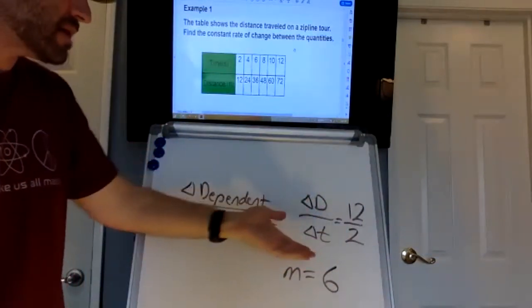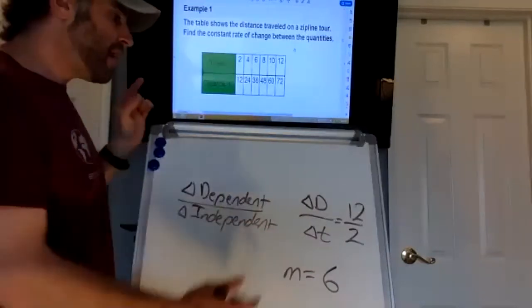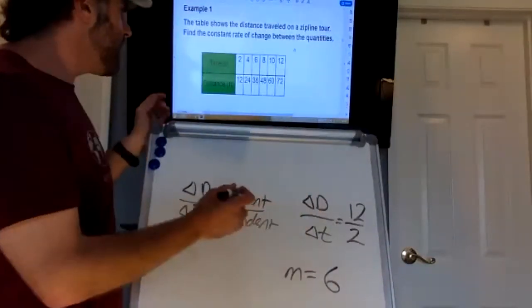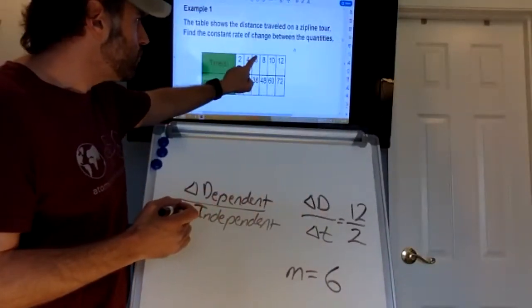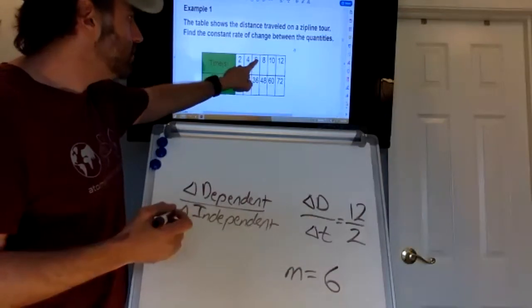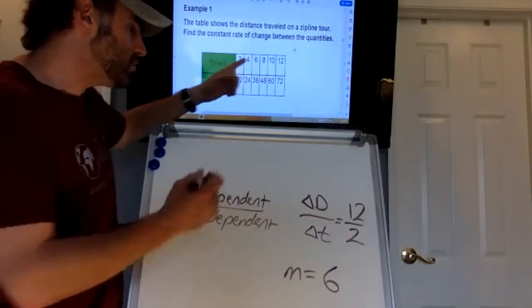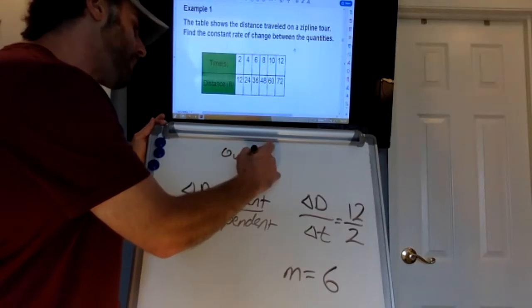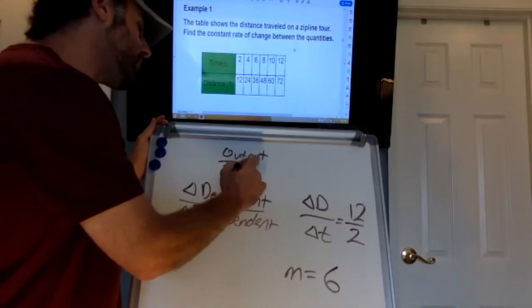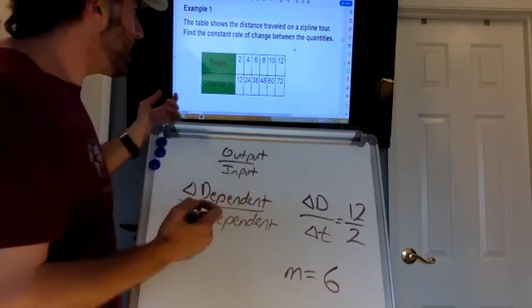If you switched it and did the reciprocal, you would get 1/6. Now, what if I don't do change? What if I do any given distance with its input and output? What if I take any input and put it with its output and do output divided by input? What would I get in this problem?